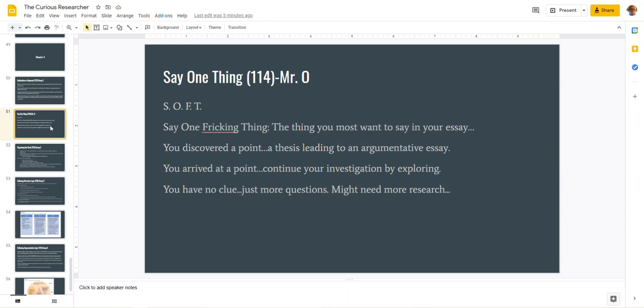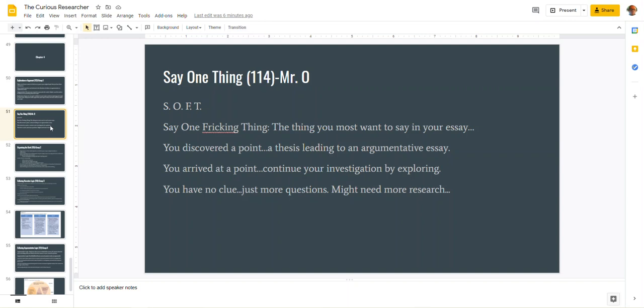If you arrived at a point, but you're not really sure, you have some information, but you haven't been able to form that argument in your brain. You want to continue your investigation by exploring, and then you would basically discuss your findings and how you would really let the audience know what you have learned about your topic, right?